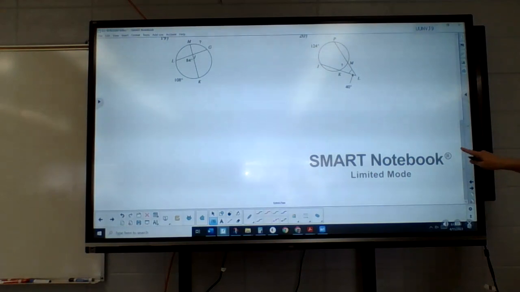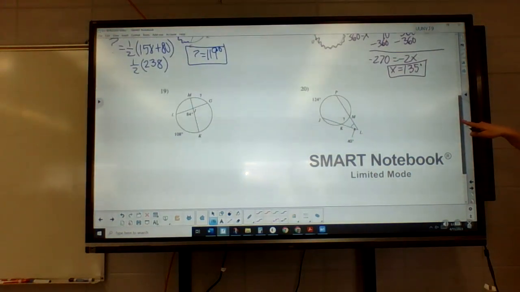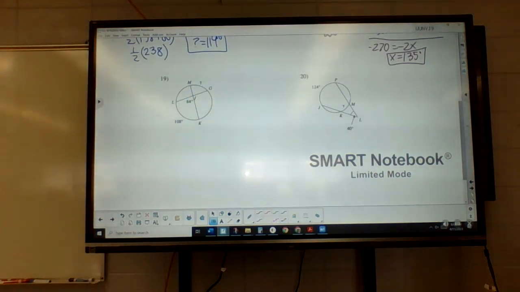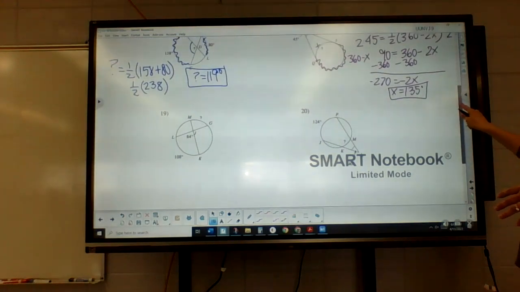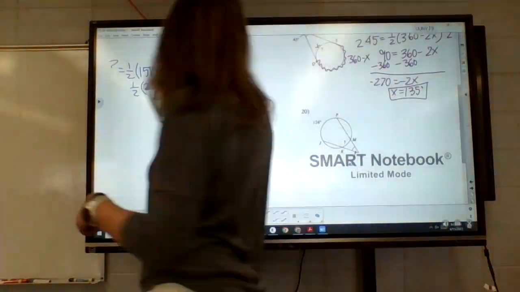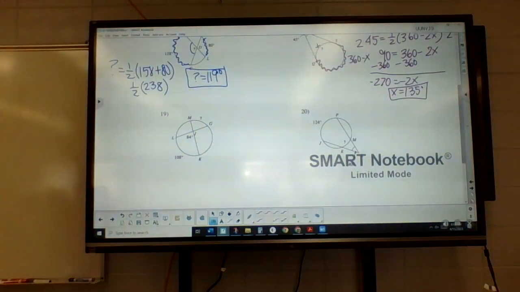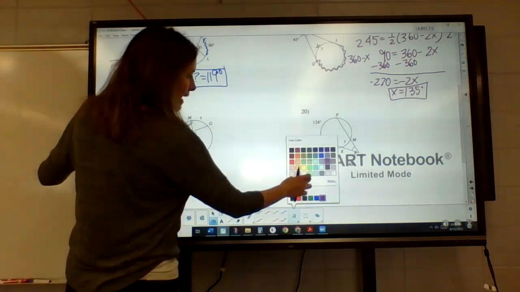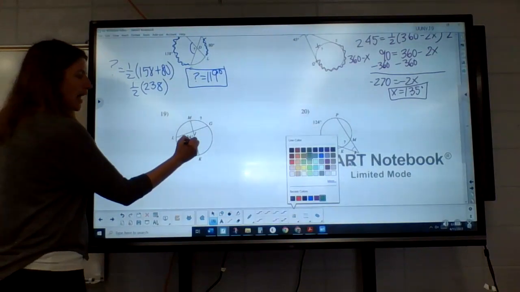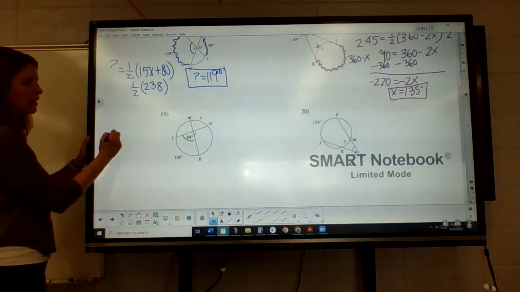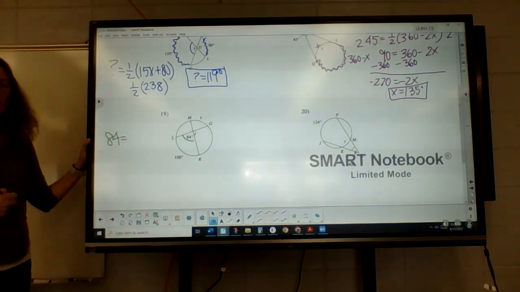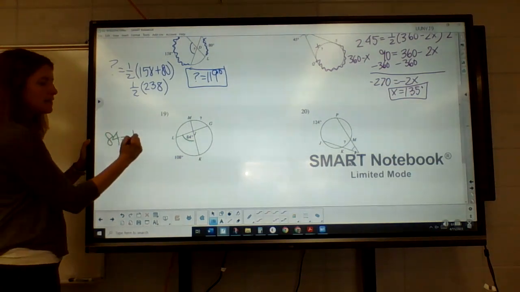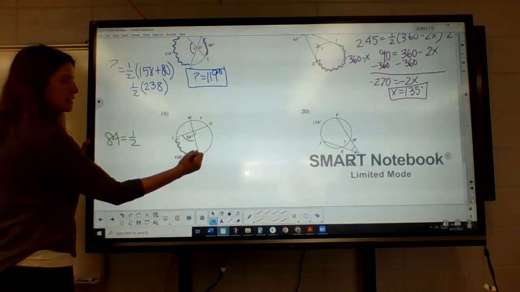So the next couple are very similar to those, where again the vertex is inside and then outside the shape. So again, inside is where I add the two together and take half of it. But now this time they're telling me the angle to begin with. So they're telling me 84, so I know the angle. It's going to be half of the two arcs added together.